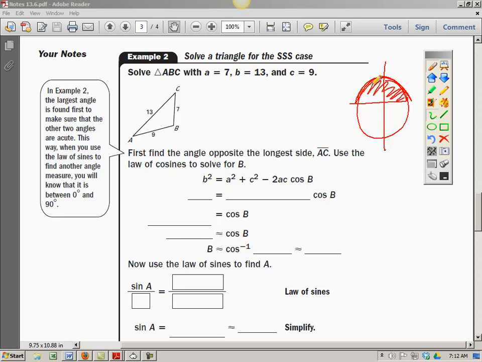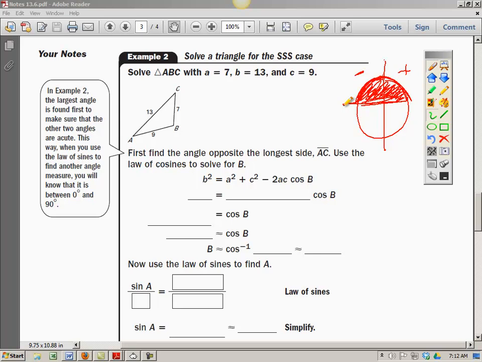Again, inverse cosine gives me an answer in the first and second quadrant because cosines are positive here and negative here. So when I'm working here, if I find that the cosine of this angle happens to be negative, that means I know my angle is between 90 and 180, meaning it's an obtuse angle.